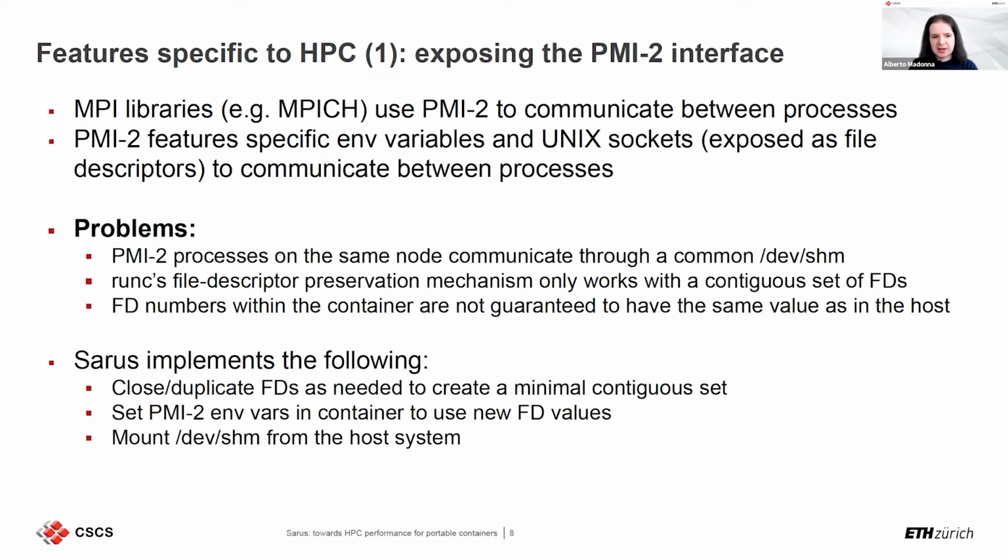For example, the PMI2 processes on the same physical node will communicate through a common /dev/shm. And if we want to leverage runC's file descriptor preservation, it requires a contiguous set of file descriptors. And even then, when we get into the container, the file descriptor numbers are not guaranteed to be the same as they were on the host.